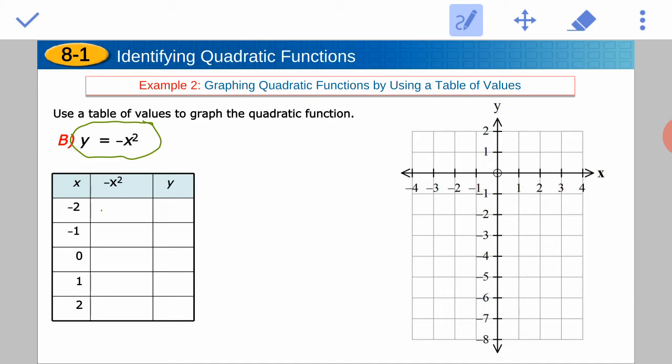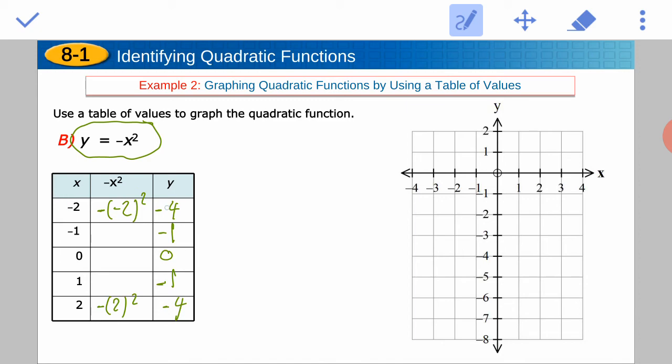Guys, negative x squared means negative times negative 2 squared. Negative 2 squared is going to be 4, but there is a negative sign waiting outside, so it's going to be negative 4. I expect the last value to be negative 4 as well because of the symmetry. Let's do that. Negative times 2 squared is going to be negative 4. This is what I expected. If you insert negative 1, it's going to be negative 1. If you insert 0, it's going to give us 0, and of course the point for 1 is going to be negative 1. You can do the substitution in detail.